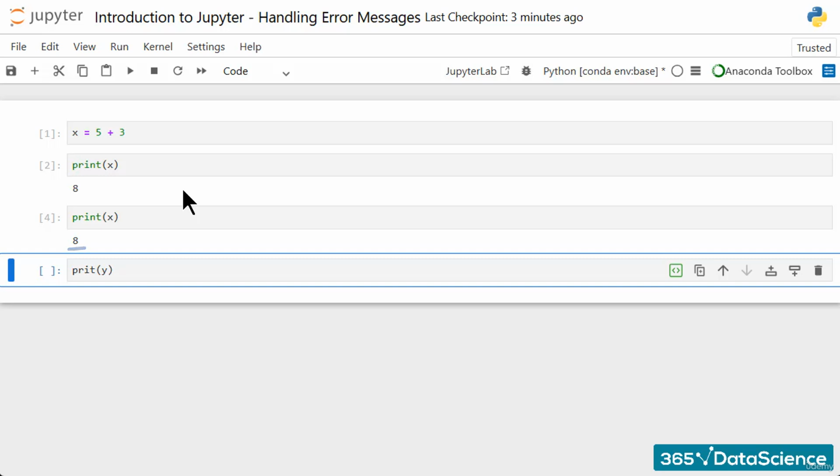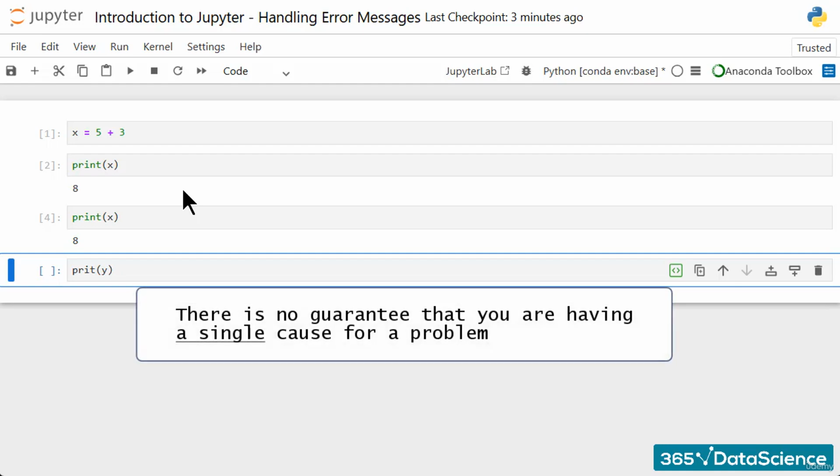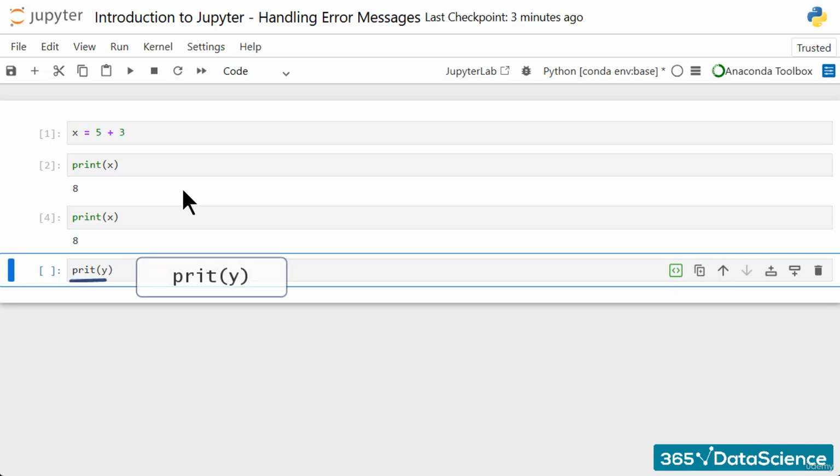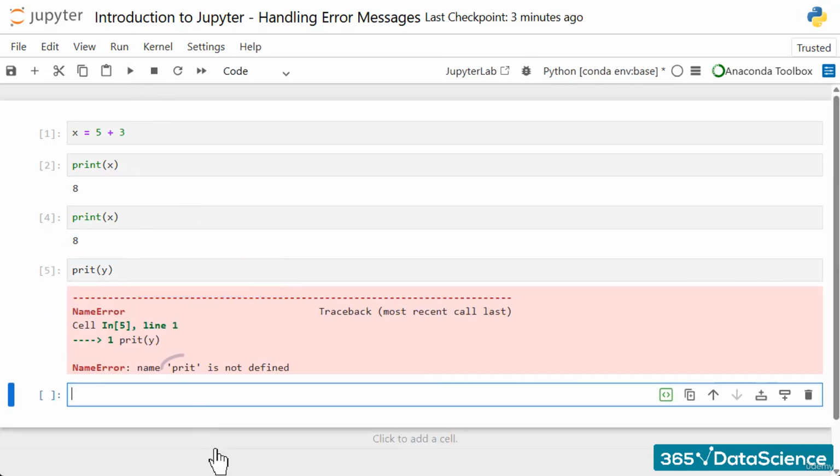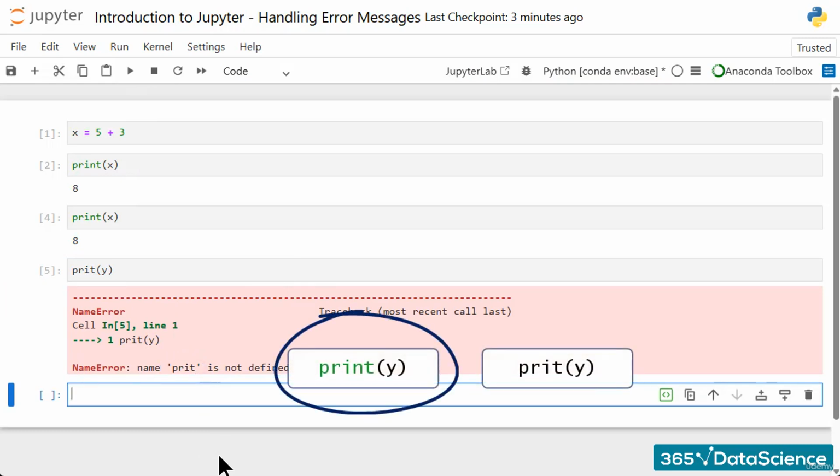Great! It doesn't sound hard at all, right? Well, yes, but that's just the beginning. It is important to realize there's no guarantee that you are having a single cause for a problem. For example, if you type prit y like this, Jupyter will just indicate that it doesn't understand what the first 4 letters are there for. It will be the job of the coder to remember that the command they need is print, not prit. At the end of the day, you may have just made a typo.